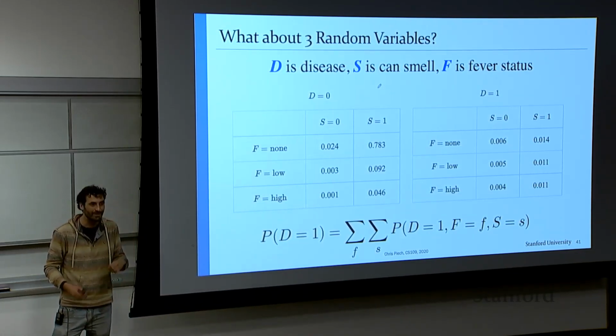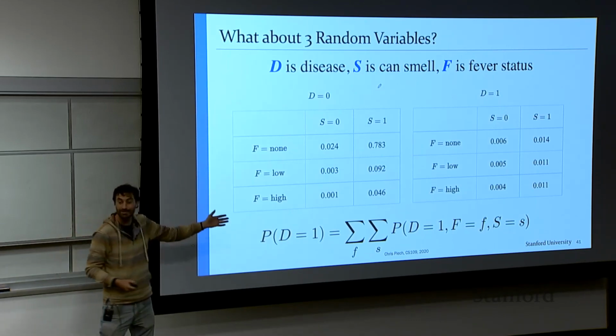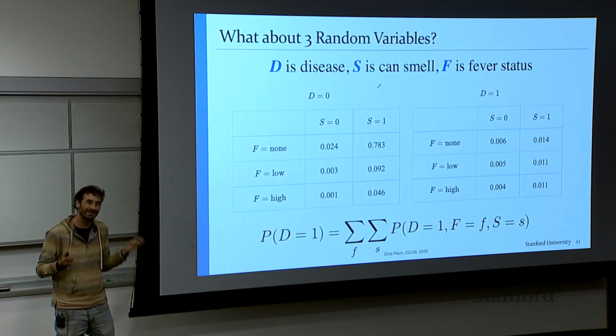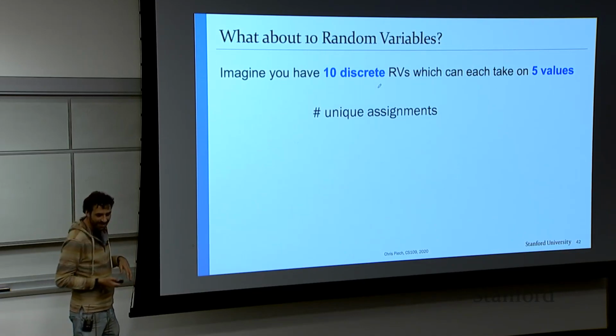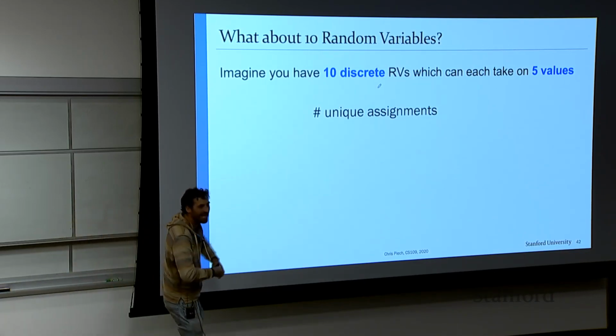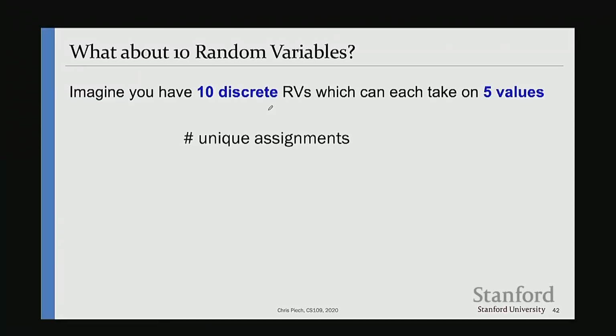Okay, so great though. We've got this. We can start to do some baby little WebMD. How cute. But we're like, no, our WebMD is going to have 10 random variables. We'll have like 4 different diseases and 6 different symptoms. It's going to be fantastic. And maybe each of those random variables can all take on 5 values. So how many unique assignments are there to the and of every single random variable simultaneously?